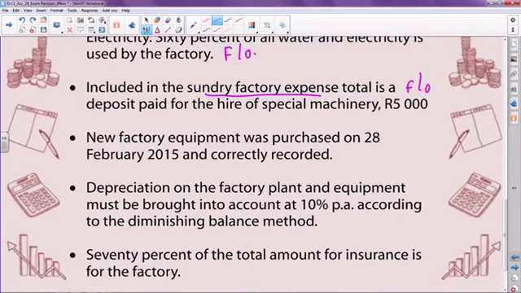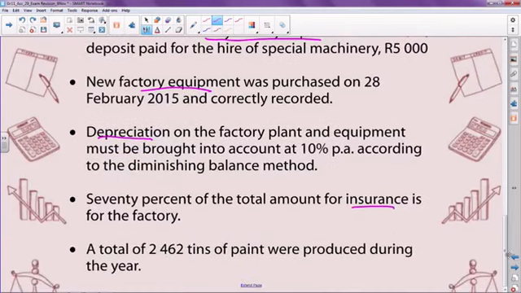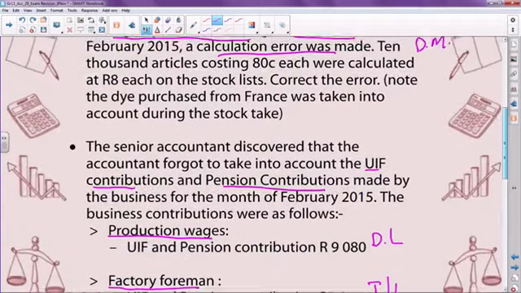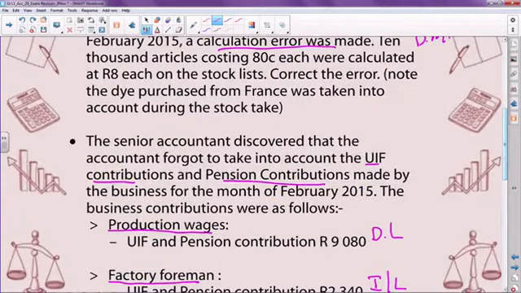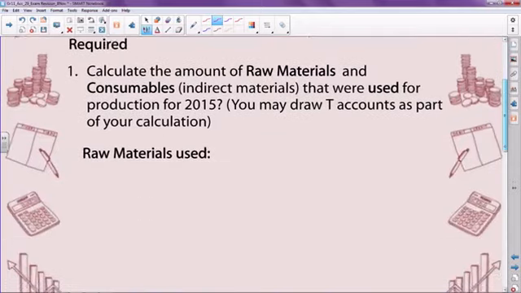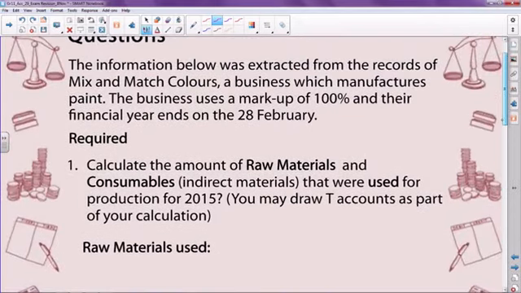But the next bit of information, factory equipment, depreciation, insurance, all of this is going to impact on factory overheads. Right, I've got a feel for the information. Now let's go to the actual question itself. So the very first question, we are going to calculate.